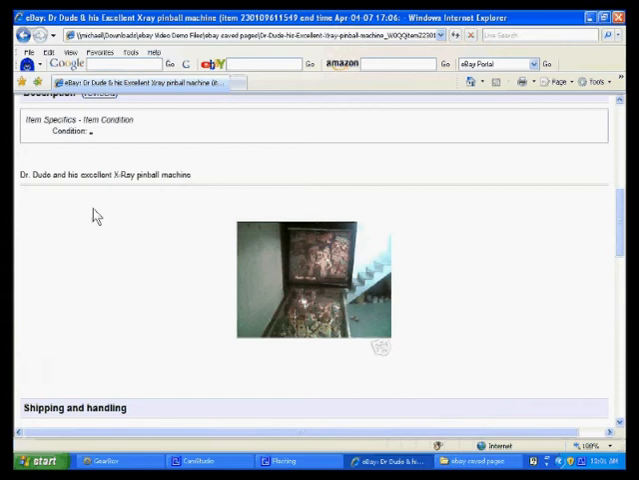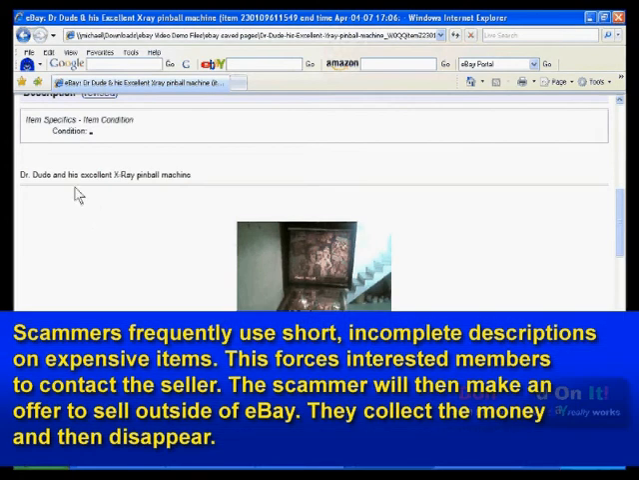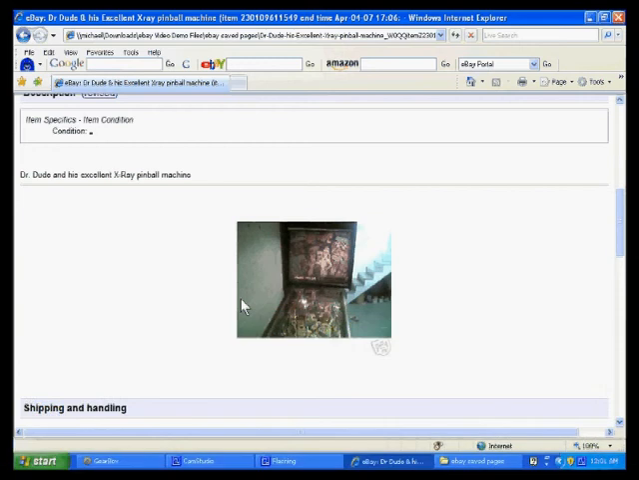As we scroll down and we look at the description, this is another tip-off that this is an auction to be avoided. The entire description says, "Dr. Dude and his excellent X-ray pinball machine." This auction gives no information about the machine itself, no information about the condition, or whether or not it even works. The only photograph included is extremely small and it shows no details.